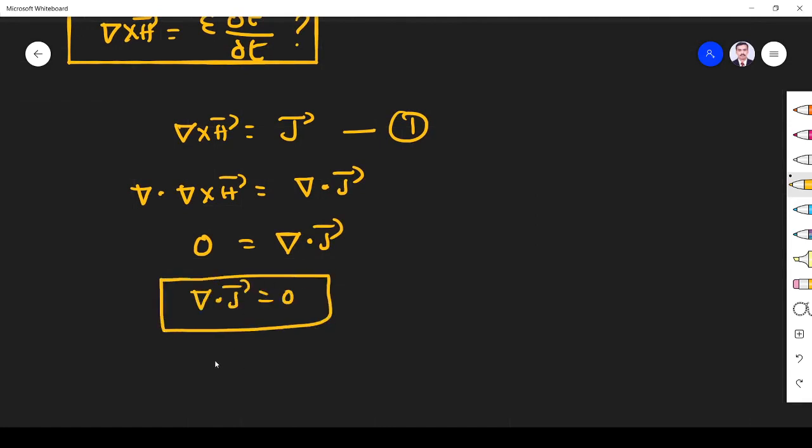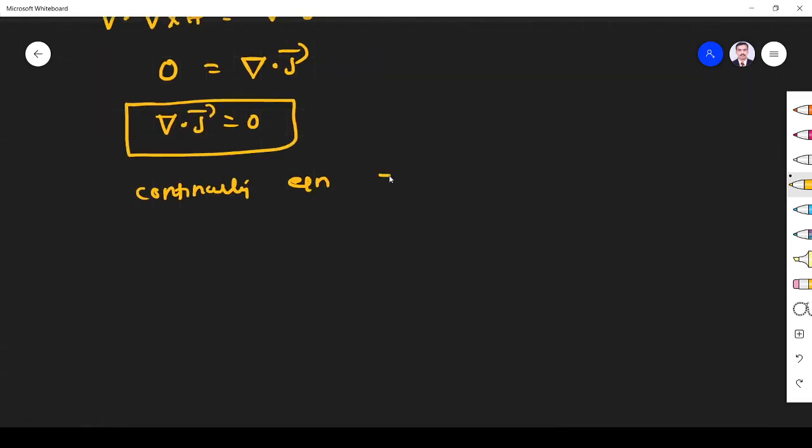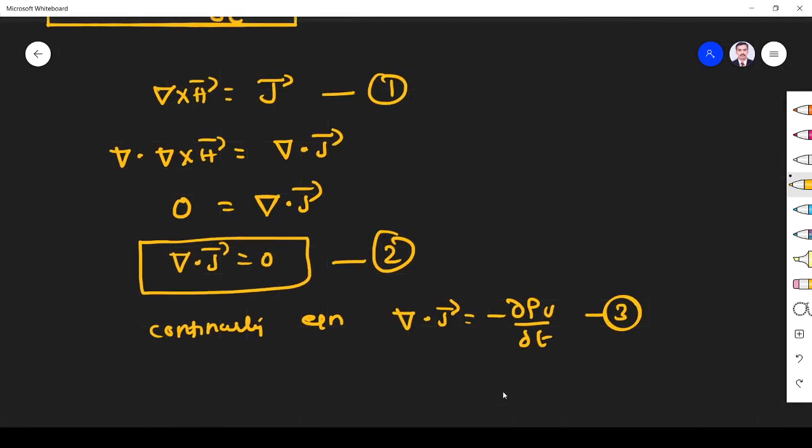But we studied the continuity equation, where it says that del dot J is equal to minus dou rho v by dou t, right? So let us assume this is equation number 2, this is equation number 3. So 2 and 3 are contradicting, yes or no? From Ampere circuital law we got del dot J is equal to 0, but the continuity equation says that del dot J is equal to minus dou rho v by dou t. So there must be some problem in equation number 1. That's what Maxwell found, right?